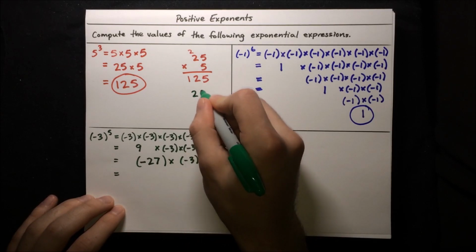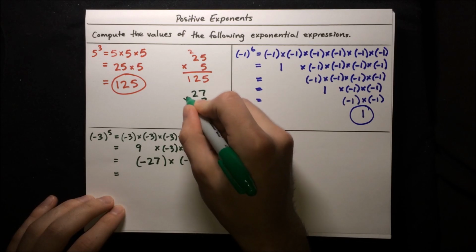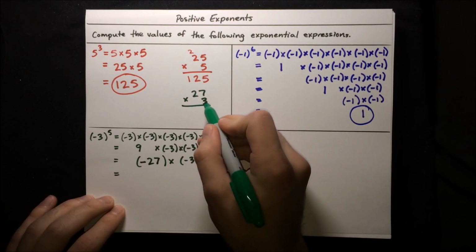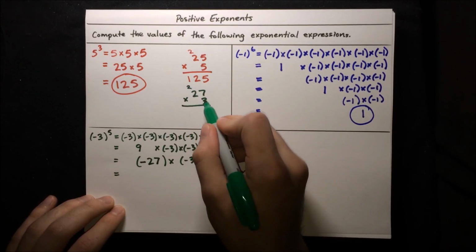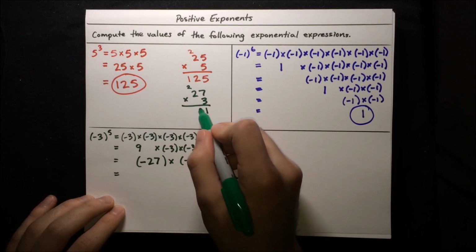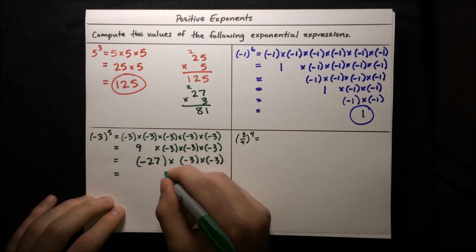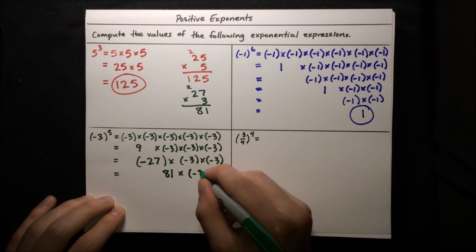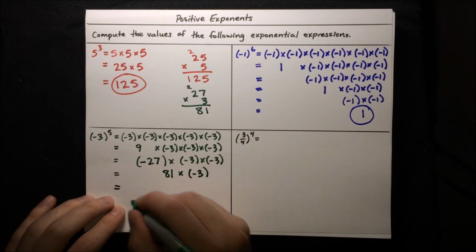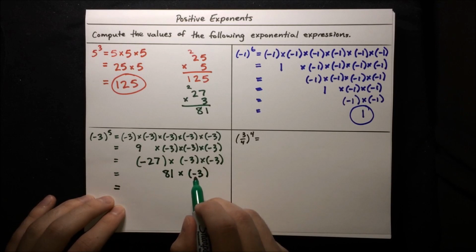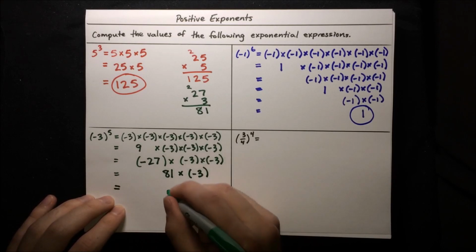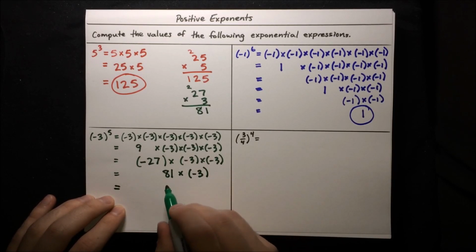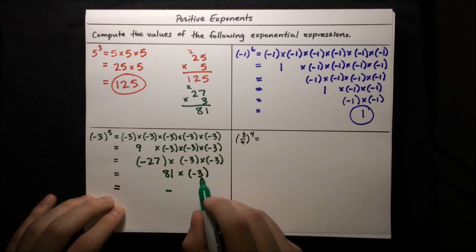So how about 27 times 3 multiplied out? 3 times 7 is 21. 3 times 2 is 6, plus 2 is 8. So 81. So 81 times -3. And for the last multiplication, there's only one negative sign, so we know that's not going to be canceled out. Our answer will be negative, but we need to compute what is 81 times 3.